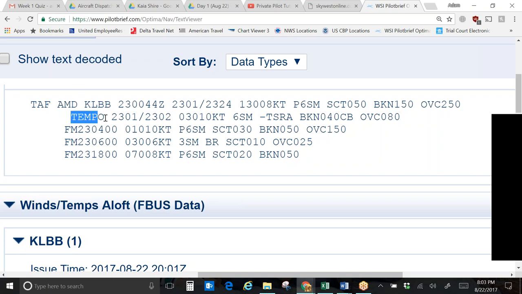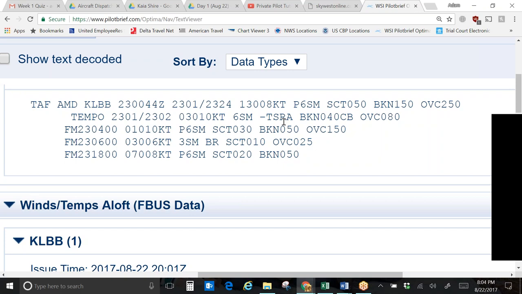This next line is saying that there's a tempo, or a temporary forecast, that's valid from 2301, so the 23rd day from 01 to the 23rd day at 02, so 1 hour. And during that 1 hour, it's expected to be wind 030 at 10 knots, 6 statute miles, light rain, thunderstorm, broken 4,000 cumulonimbus, overcast 8,000.